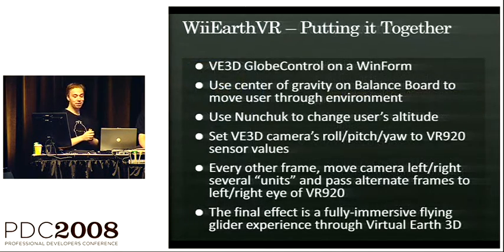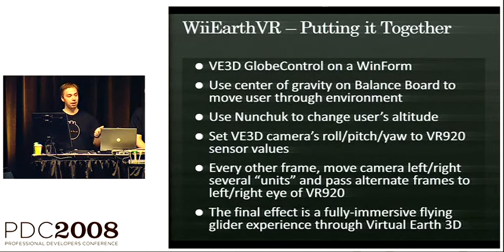So go to the next slide, please, Dan. So putting all this together, we've got the globe control on a WinForm. We're going to use the person's center of gravity on this balance board that I'm standing on, which kind of turns you into a human 2D joystick to get X and Y position. We're going to use the nunchuck here to move you forward and back through the environment, and the C and Z buttons to change your altitude.